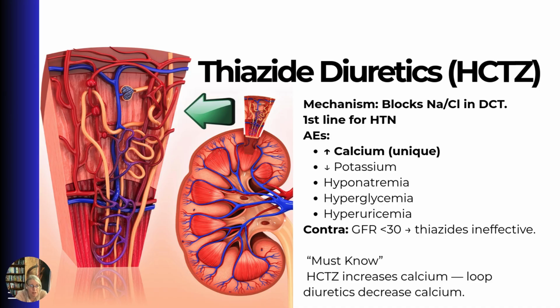So this is first line. So we're dropping the blood pressure by taking water out of the pipes here. That is going to increase calcium because we've retained calcium in the thiazide diuretics, which is a little strange. We do lose potassium here. We also lose salt. We can cause hypoglycemia.